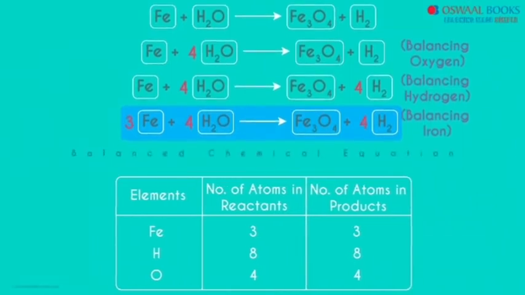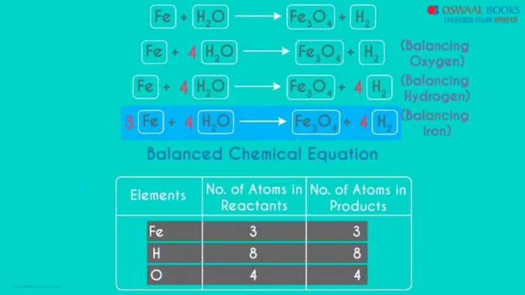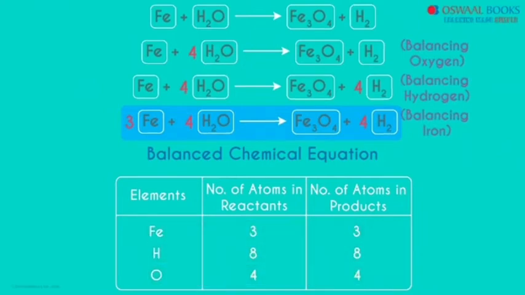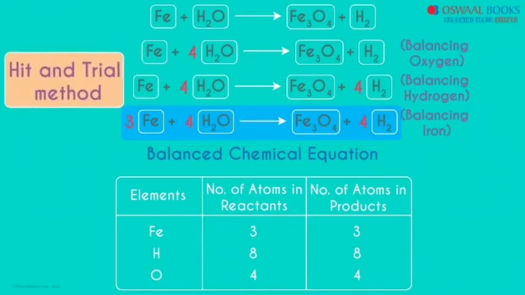Yes, it is. The number of atoms of each element is equal on both sides of the equation. 3 of iron on each side, 8 of hydrogen on each side, and 4 of oxygen on each side. You'd have noticed that there are no fixed steps to balance a chemical equation. We just try balancing each atom at a time, which is why it's called a hit and trial method. We make trials to balance the equation.